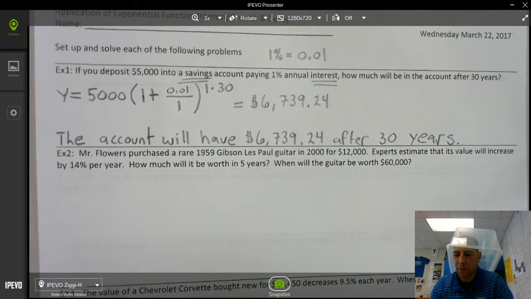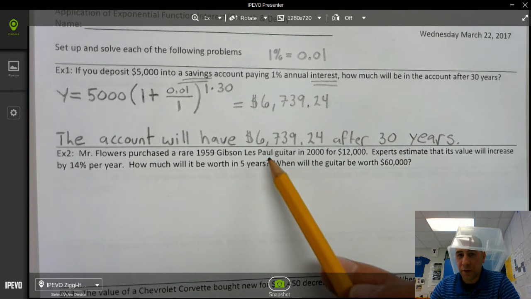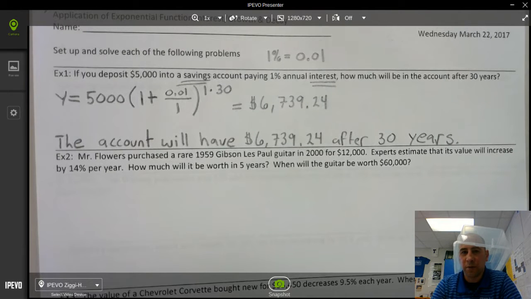I did this problem on purpose because I wanted you to see that savings accounts are basically worthless if you're trying to make money. After 30 years, you only had $1,739 more in investment. That's what savings accounts basically have, 1%. Savings accounts you only want for emergencies, like if you lose your job, your roof gets destroyed, or you have a medical emergency, so that you have money.